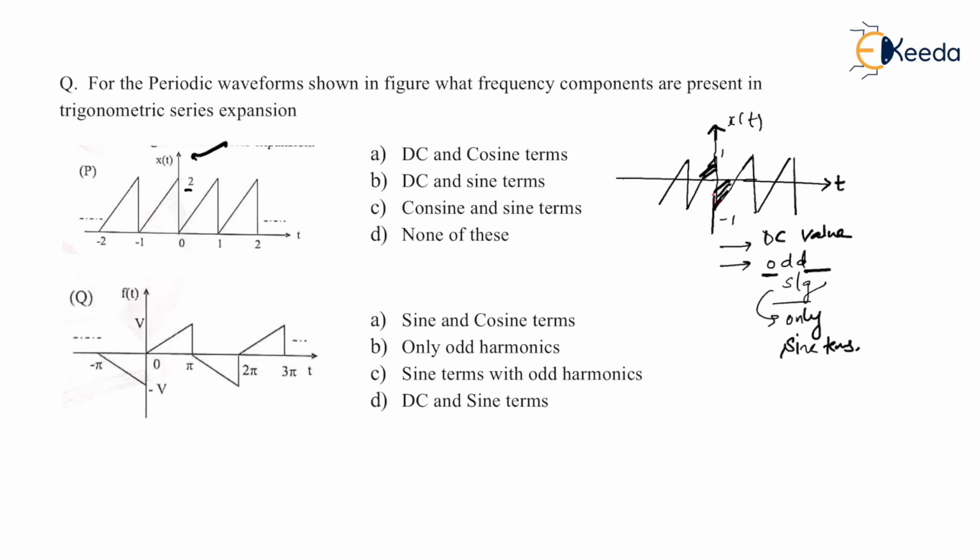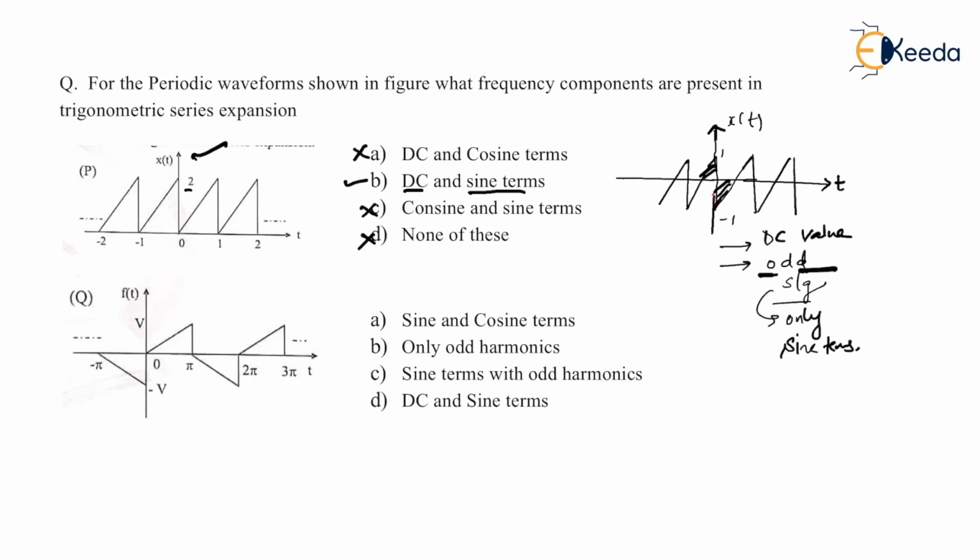So now we'll go through the options. Option A says it will have DC and cosine terms. Absolutely, it is not a suitable option. Option B says it will have DC and sine terms. So it is going with our analysis that it can have DC and sine terms, but don't come to the conclusion yet. Let us see two more options also. Option C says cosine as well as sine terms. One thing is very clear: since it is an odd signal, definitely it will have no cosine term. So option C also goes away. And there is no way that we can even think of option D. So of course option B is the correct option.